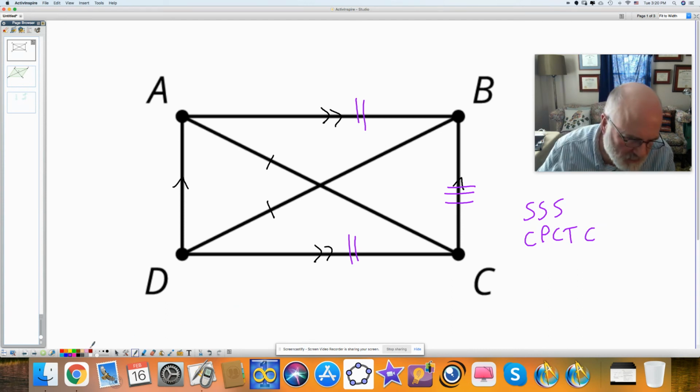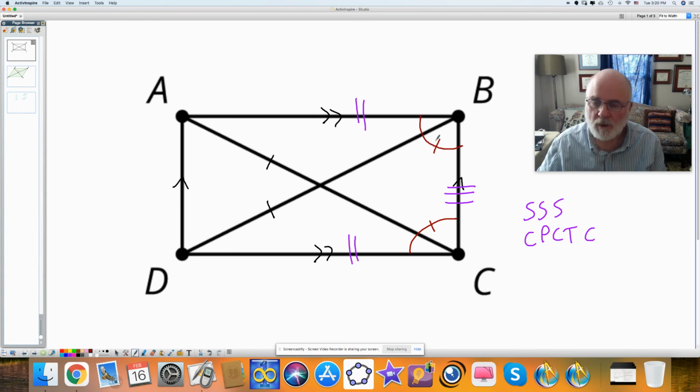I'll mark this in a different color. That means that this angle has to be congruent to this one. These are same-side interior angles formed by a transversal crossing parallel lines DC and AB, and they must be supplementary, which means that this angle has to be a right angle and this angle has to be a right angle. And since this is a parallelogram, opposite angles are congruent, so angle D has to be a right angle and angle A has to be a right angle. This has to be a rectangle.